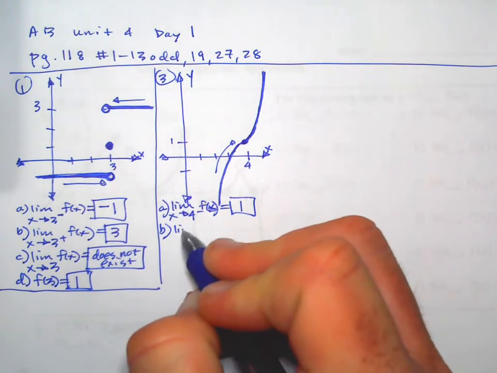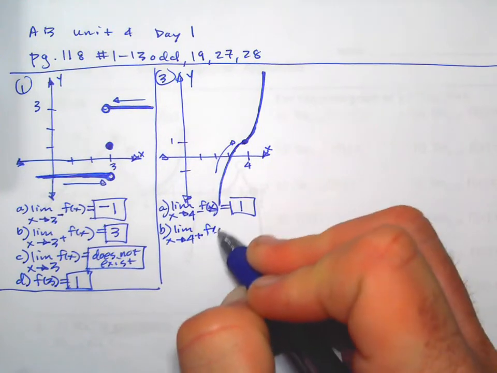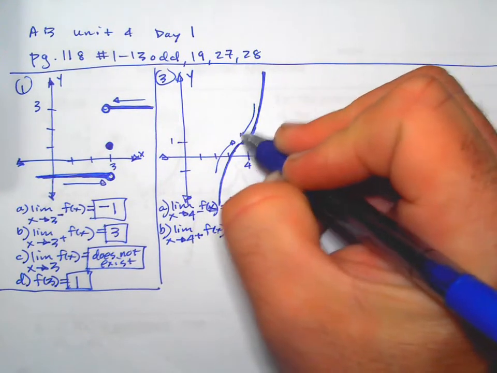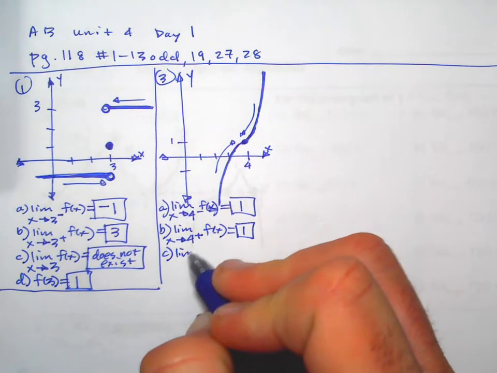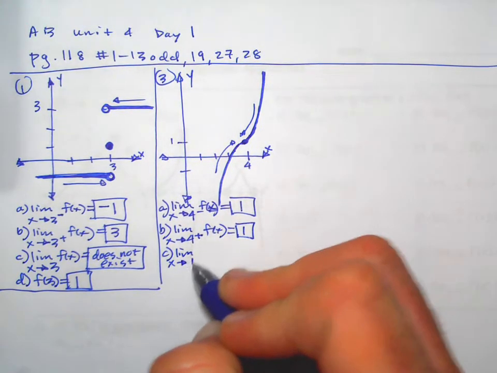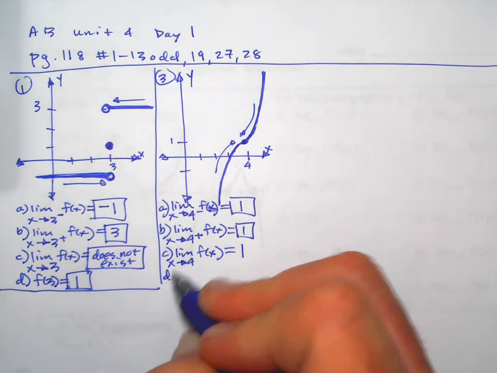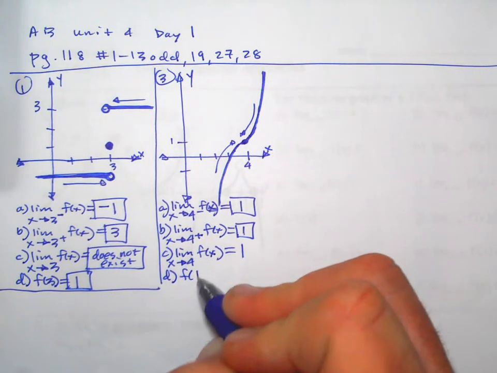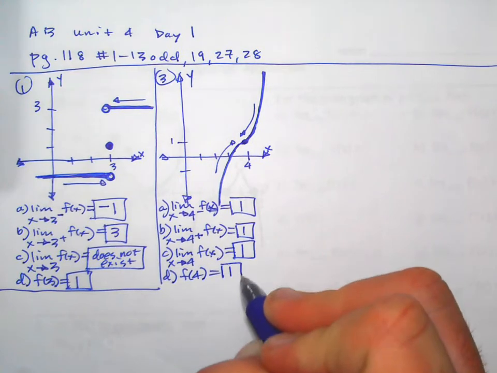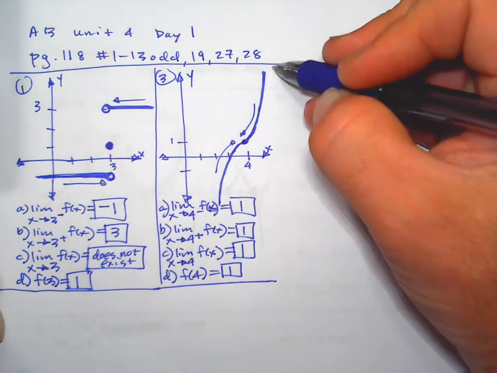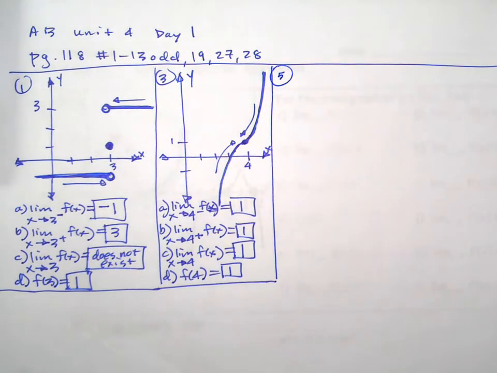And B, limit as x approaches 4 superscript plus, which means from the right side, appears to also be going to 1. So the overall limit, which includes both sides, and since they agree, the answer is 1. And D, the value of the function at 4, which doesn't have to agree with the limits, actually does, which will be true if it's a continuous function. Okay, number 5.